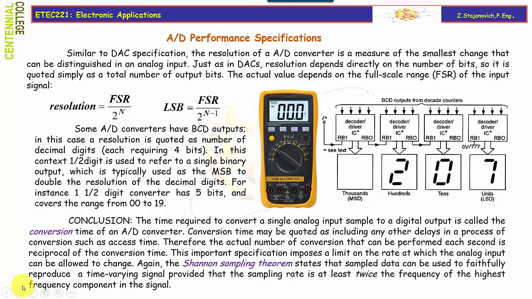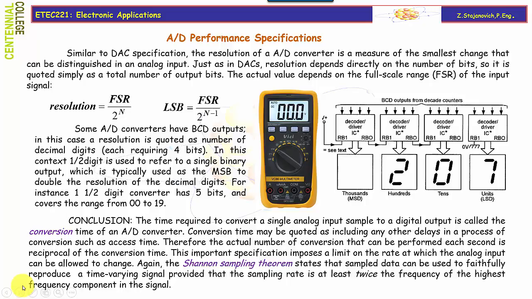So you can define resolution either as the full-scale range divided by the total number of levels, 2 to the power n, where n represents the number of bits, or you can quote it as the least significant bit, which is the full-scale range divided by the total number of increments, 2 to the power n minus 1. Some analog to digital converters have BCD, binary coded decimal, outputs. In this case, the resolution is quoted as a number of decimal digits, each requiring 4 bits.